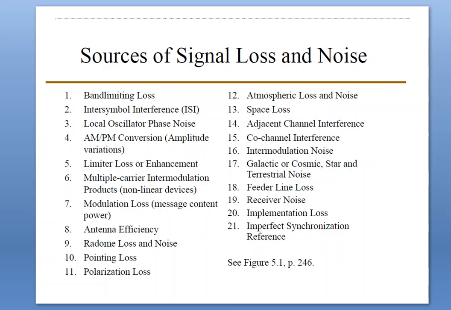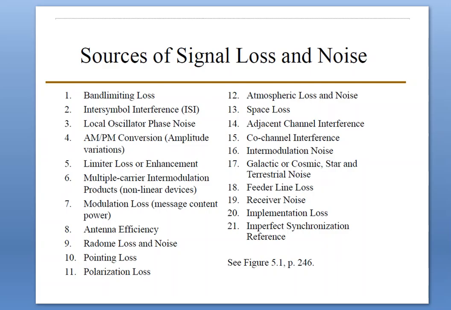And next one, polarization losses. The polarization of electromagnetic fields is defined as the direction in space along which the field's lines point, and the polarization of an antenna is described by the polarization of its radiated field. There is a loss of signal due to any polarization mismatch between the transmitting and receiving antennas.